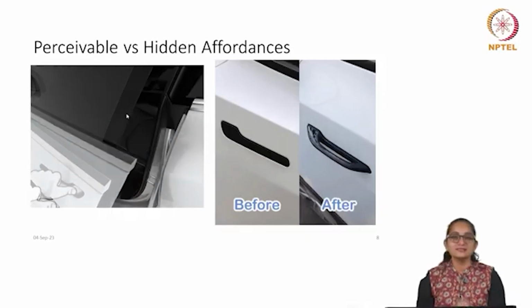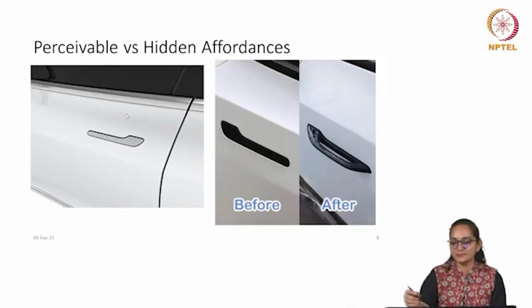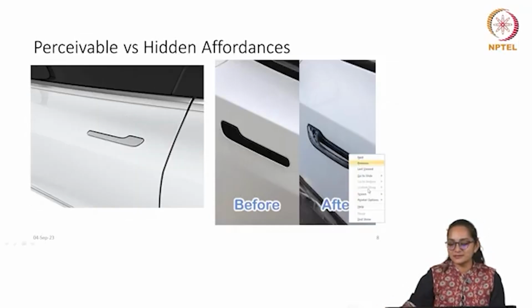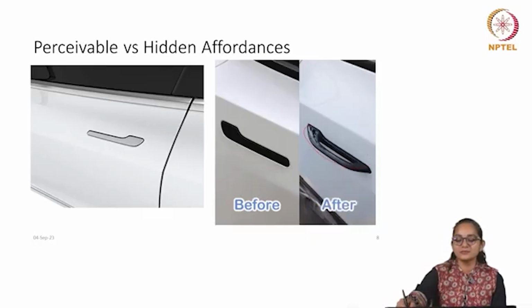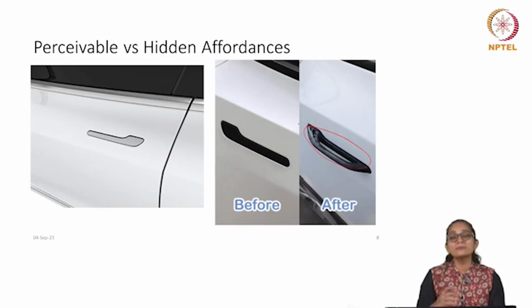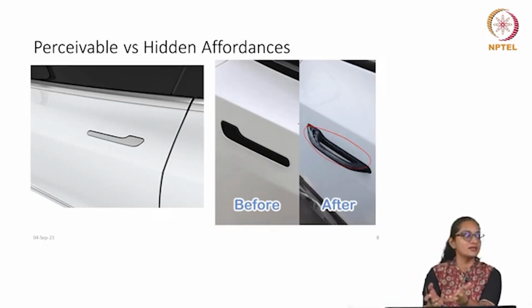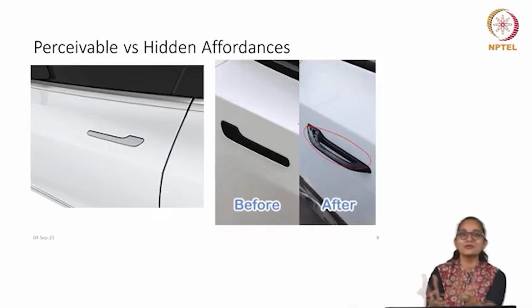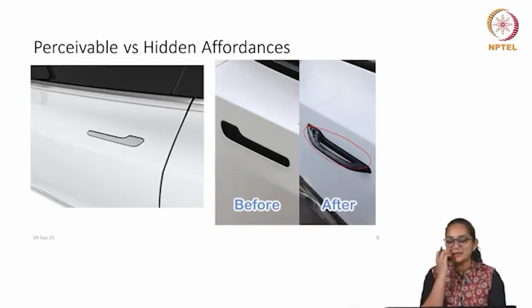And then, for a very expensive car, there are these 200 rupee handles which are available on Amazon, just to change it from a hidden to a perceivable affordance. It is funny that you buy a premium car and then you put these plastic handles just to make the hidden affordance into a perceived affordance. Otherwise, people are not able to understand how to interact with it.